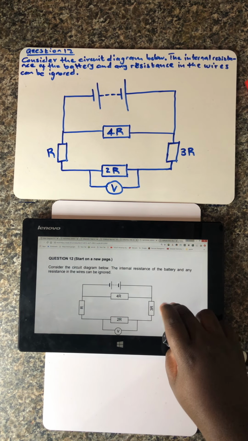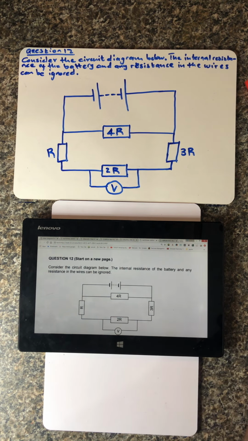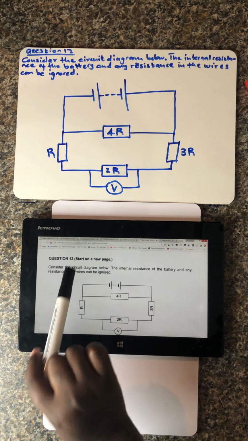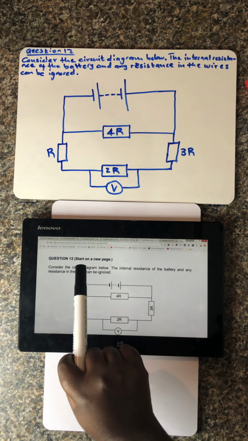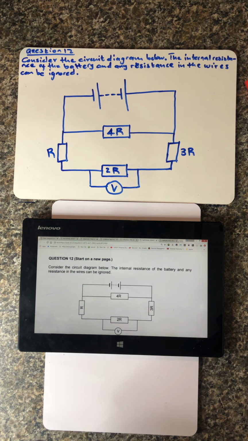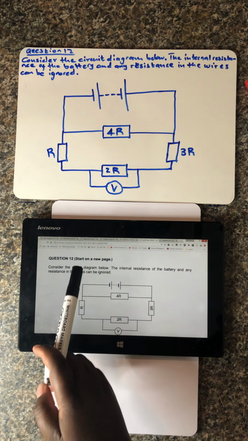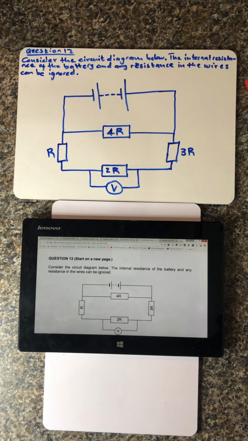So ladies and gentlemen, as you can see, we've got a diagram below. This is question 12, and most importantly, you are advised to start each question on a new page. I've indicated exactly why it's important to start on a new page. You can see I've tried to draw this diagram by hand there. As I always do, it's good that we first try to analyze that circuit before we even start with the questions.